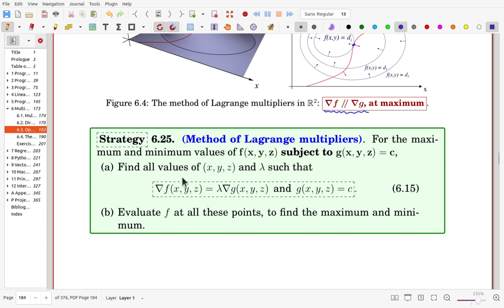Now, after finding all points and lambda, by using x, y, z, we evaluate f at every one of these points and try to get the largest one for the maximum and the smallest one for the minimum. That's the strategy. Let's go to an example.